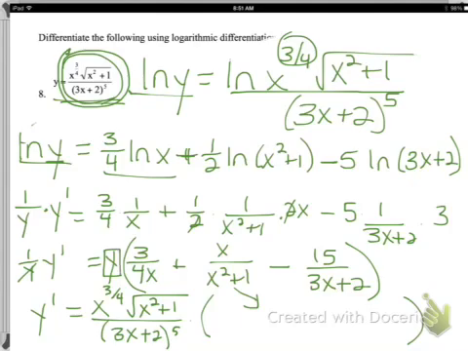Now when would you use this again? If the function to start with was really complicated, this is actually easier than doing the quotient rule. You could do the quotient rule and product rule within that, or this is another option.